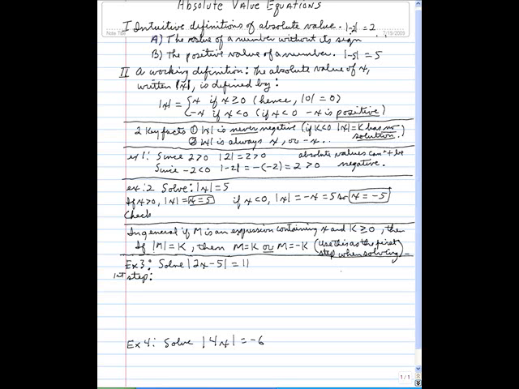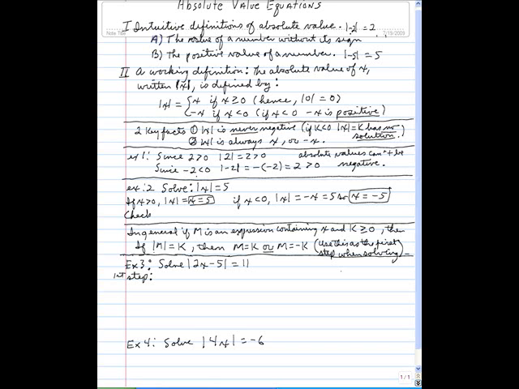Okay, let's move on and do a first example here. Here we'll just find the absolute value of a couple of simple numbers. Since 2 is bigger than 0, the definition says if x is bigger than 0, the absolute value of x is x. So the absolute value of 2 is 2, and that's bigger than 0.